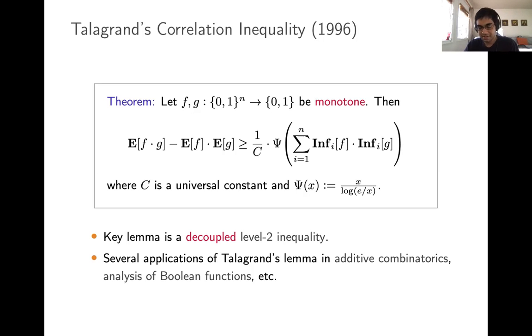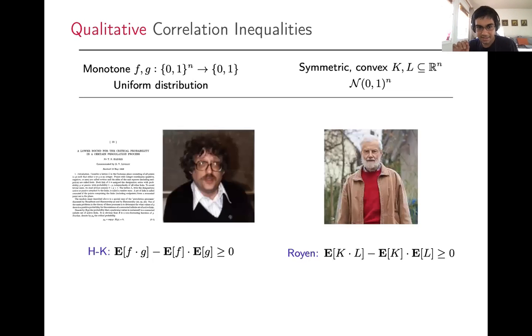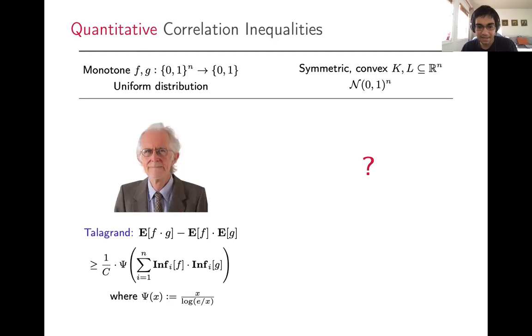Talagrand's proof is not so easy, and the key technical lemma is this decoupled level 2 inequality, for those who are familiar with Boolean function analysis. And this key technical lemma has many interesting applications elsewhere in combinatorics and Boolean function analysis. So to summarize the situation so far, we've got these two really nice qualitative statements for monotone Boolean functions over the n-dimensional hypercube and for symmetric convex sets of a Gaussian space. And Talagrand comes along and robustifies the expression on the left to obtain this really interesting looking correlation inequality.